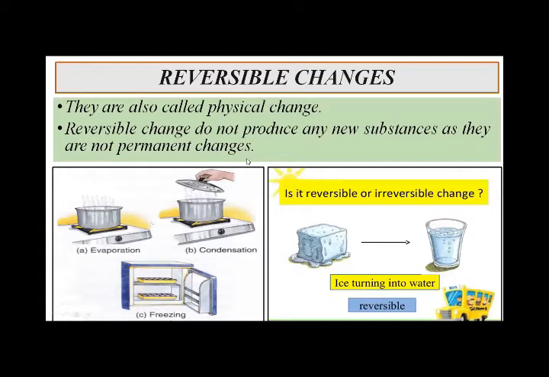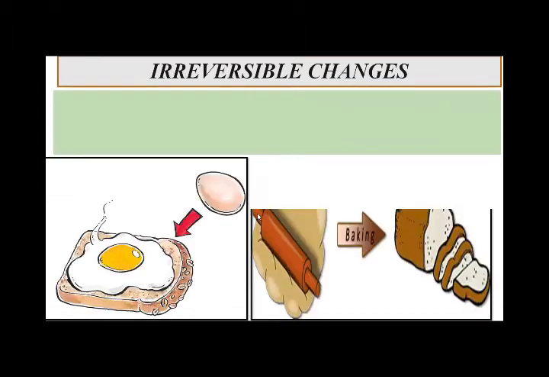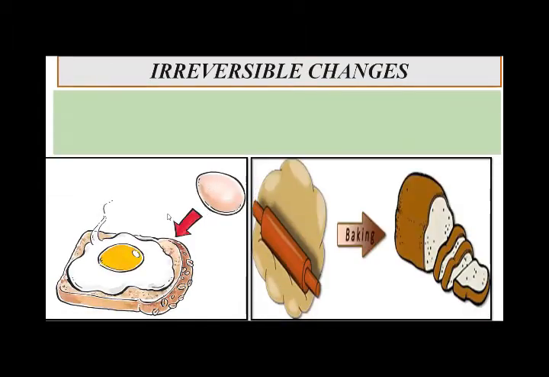And these all are the examples of reversible change. Now, next is irreversible change. What is irreversible change? Observe this picture, my dear. Irreversible changes are also called chemical change. These changes are permanent change. These changes produce a completely new substance or material.